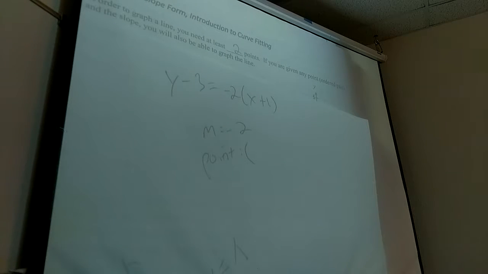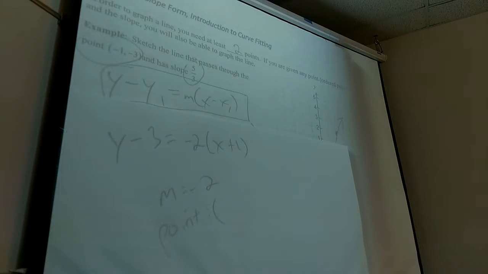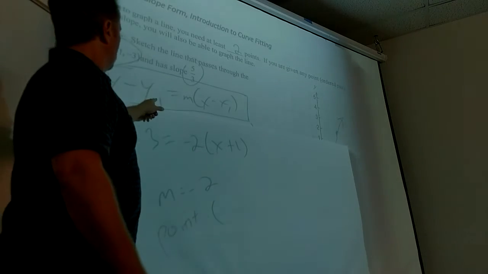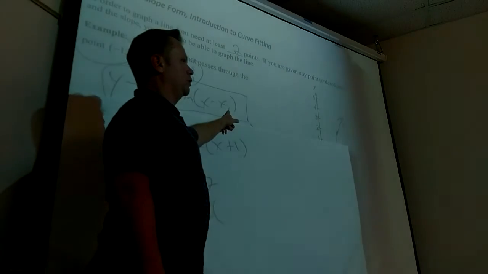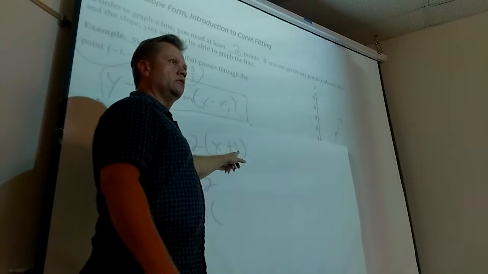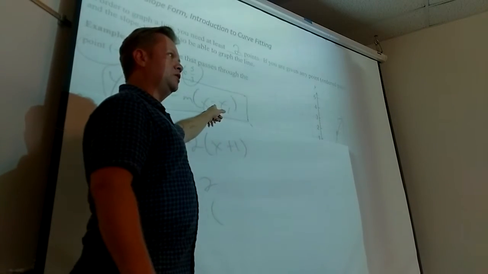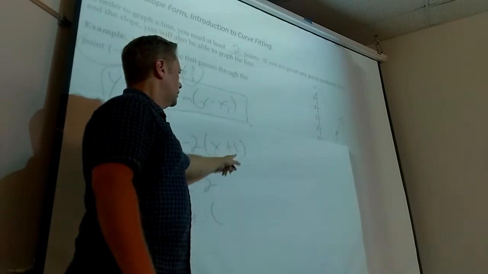If you look at the equation we're talking about, there it is. Y minus y1. So the y piece of the point is 3. X minus x1. -1. Since there's a minus in the equation, it's going to be the opposite sign of what this is.